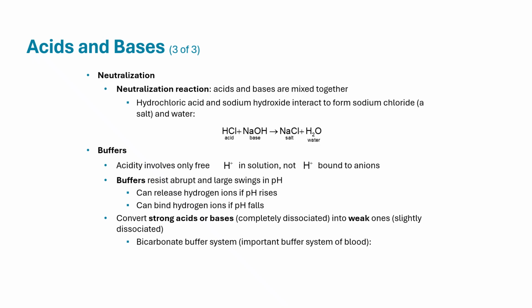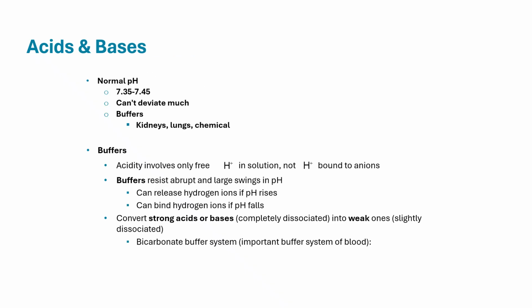Bicarbonate is our most important buffer of our blood. Our normal pH is 7.35 to 7.45. We know that it cannot deviate much from that or we're not going to be doing well. What causes it to come back to its equilibrium is your kidneys, your lungs, and chemicals in your body.